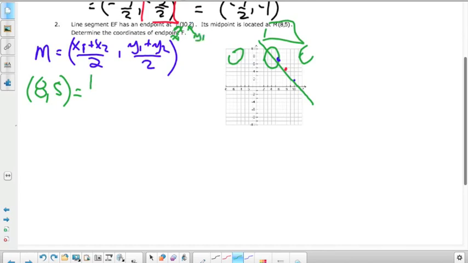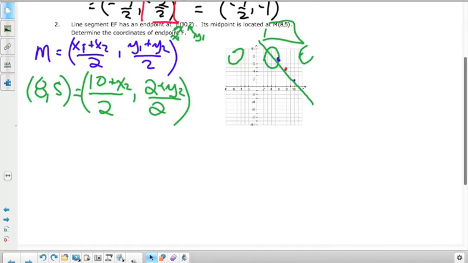So here it's 10. Do I know x2? No, that's what I'm really trying to solve for, because I don't know the other endpoint. Over 2, comma y1, and here is 2, plus y2, over 2. So again, just take the information that we know and plug it in. Now here's the connection that you need to make in solving this.